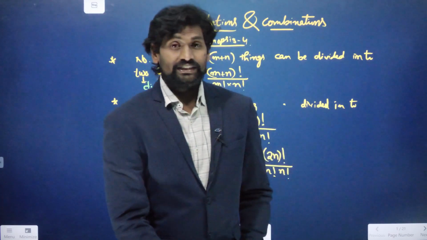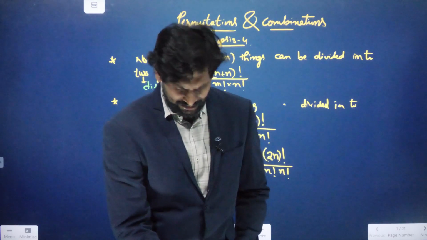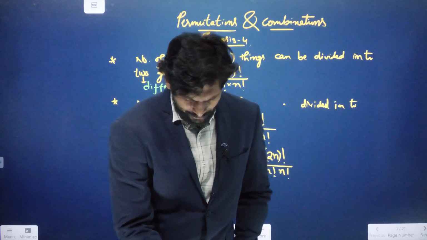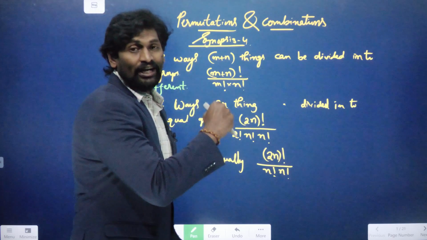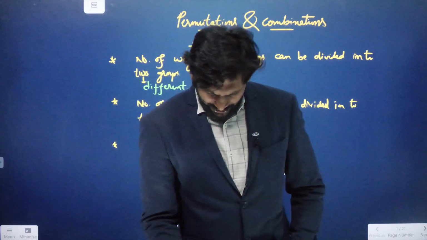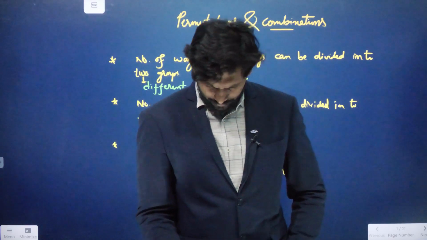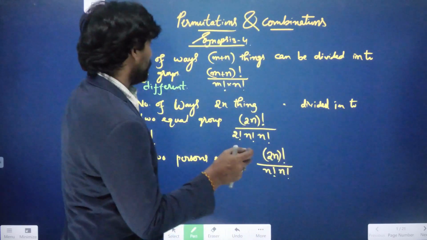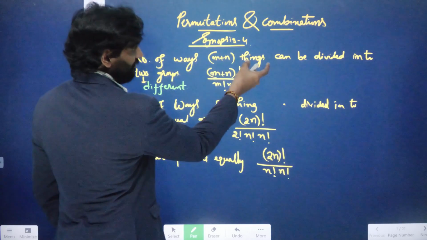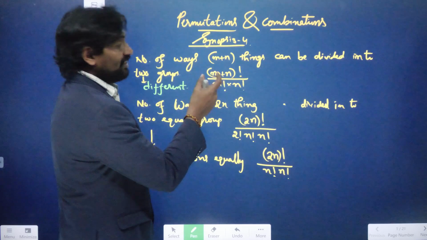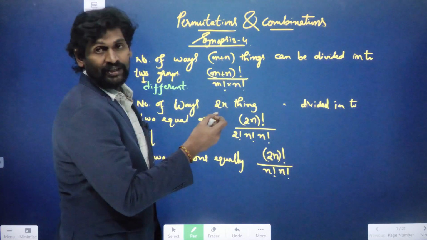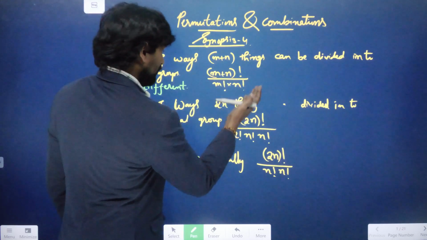Next, the fourth one: the number of ways in which n1 plus n2 and so on plus nk, that means k things, can be divided into k different groups. Same format. How are we writing it for different groups? M plus n divided into two different groups like m and n is (m plus n) whole factorial by m factorial into n factorial.